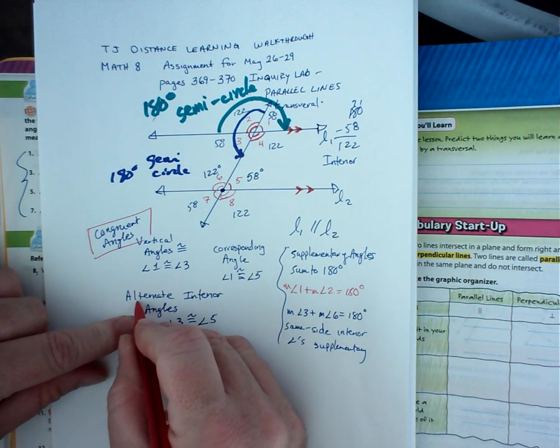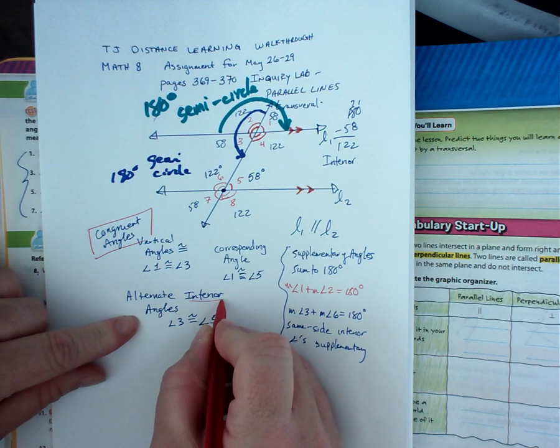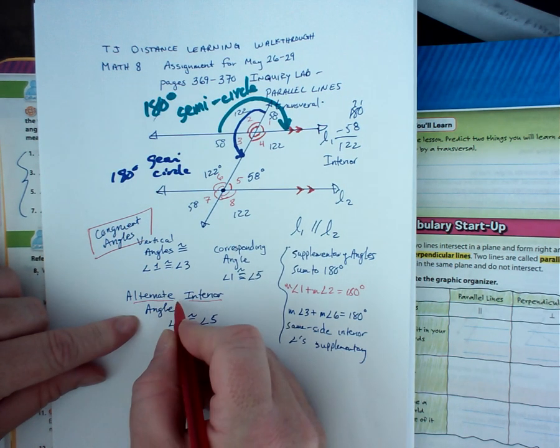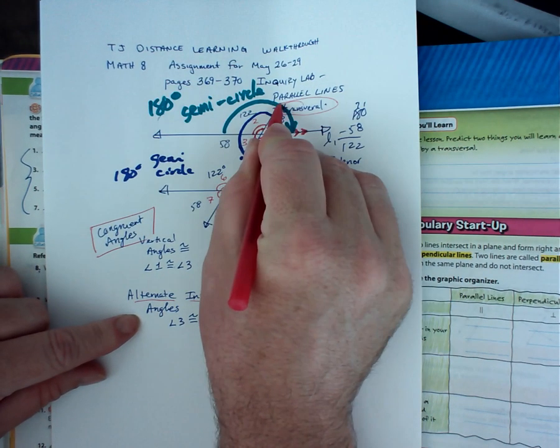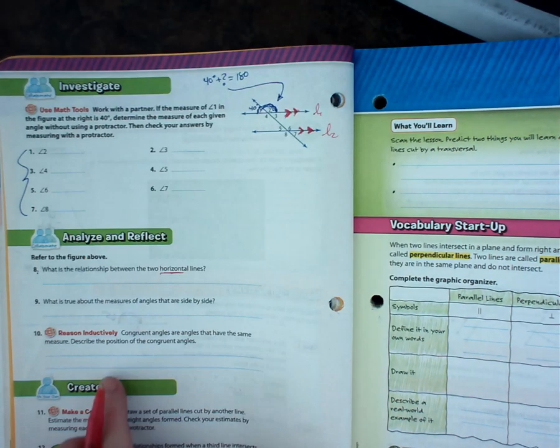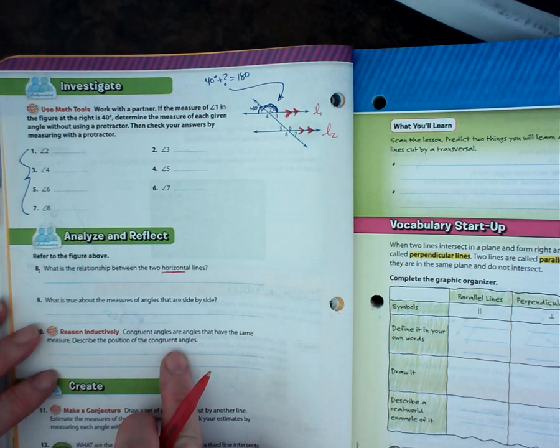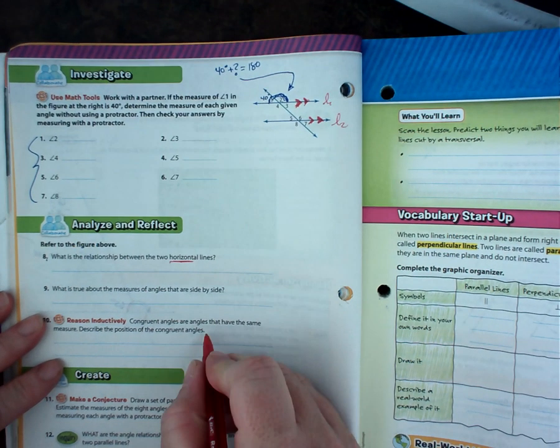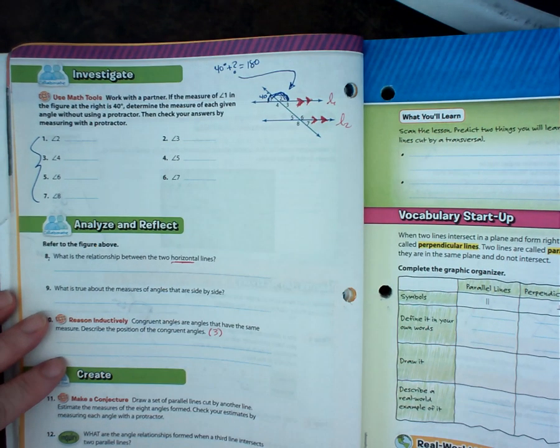This is a lot of big words in it. Interior, what does that mean? Alternate of what? The transversal. Okay. 10. Describe the position of these, there's 3 of them. So name all 3 of them.